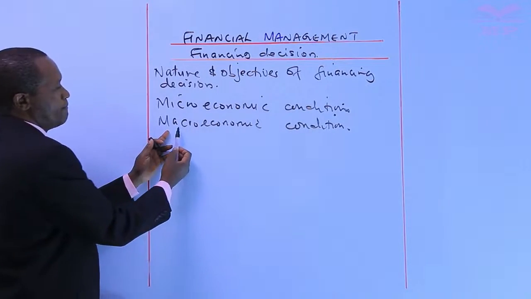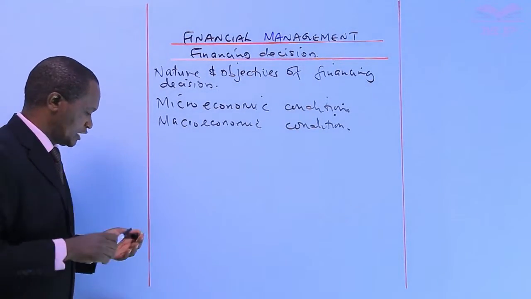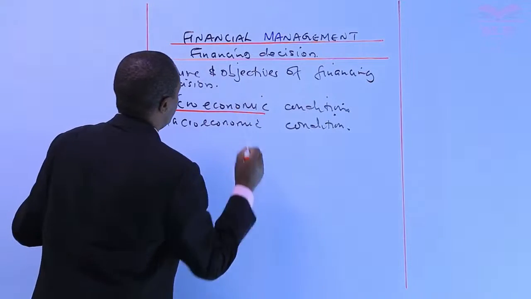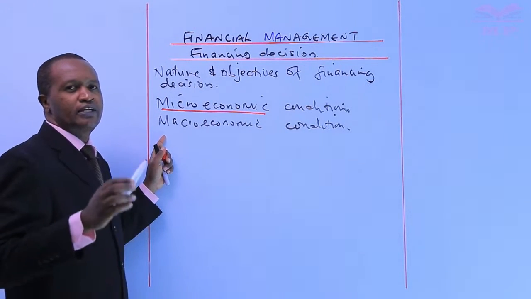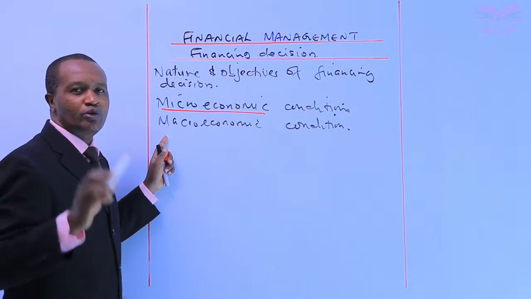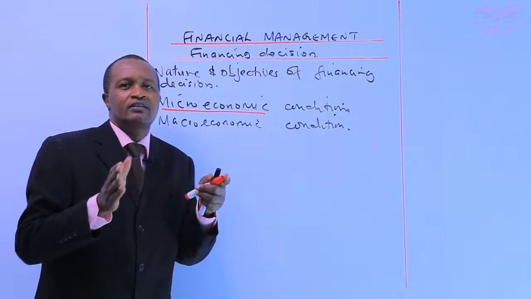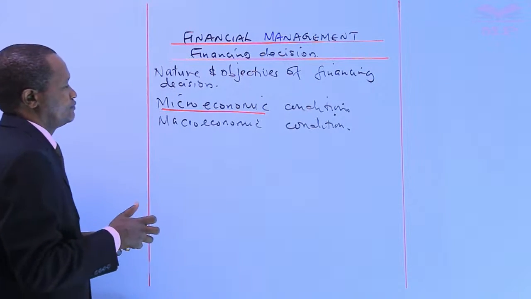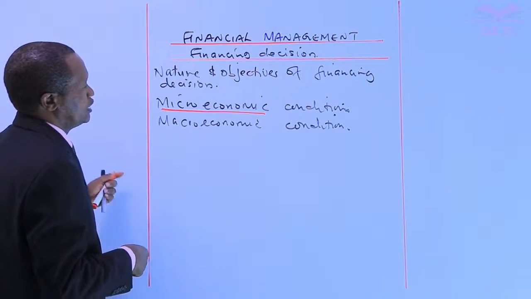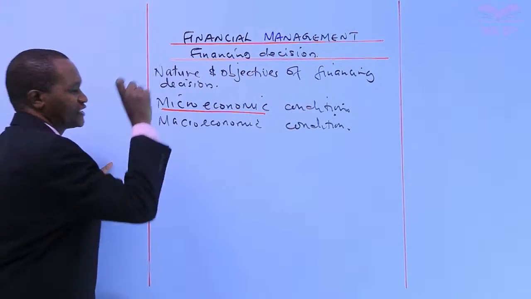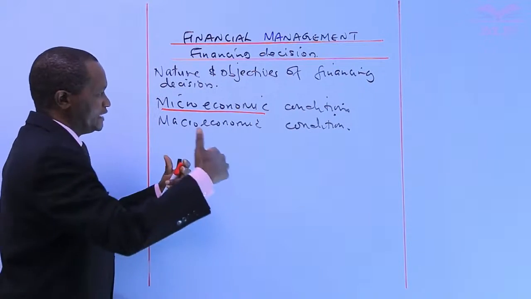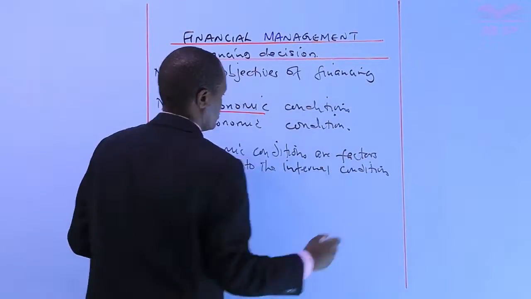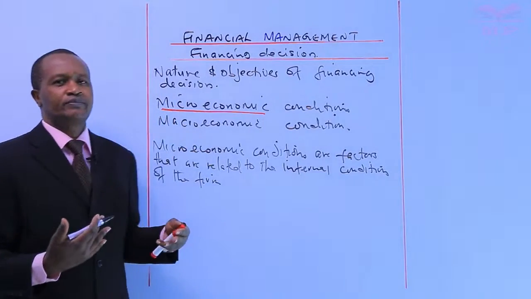Microeconomic conditions, macroeconomic conditions. Now let's try and understand microeconomic conditions. Candidates, microeconomic conditions or factors are factors that are related to the internal conditions of the firm.